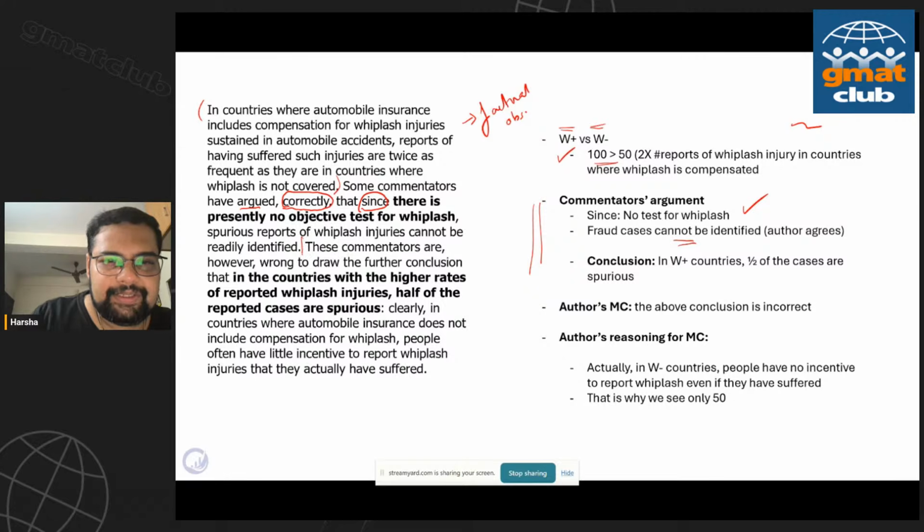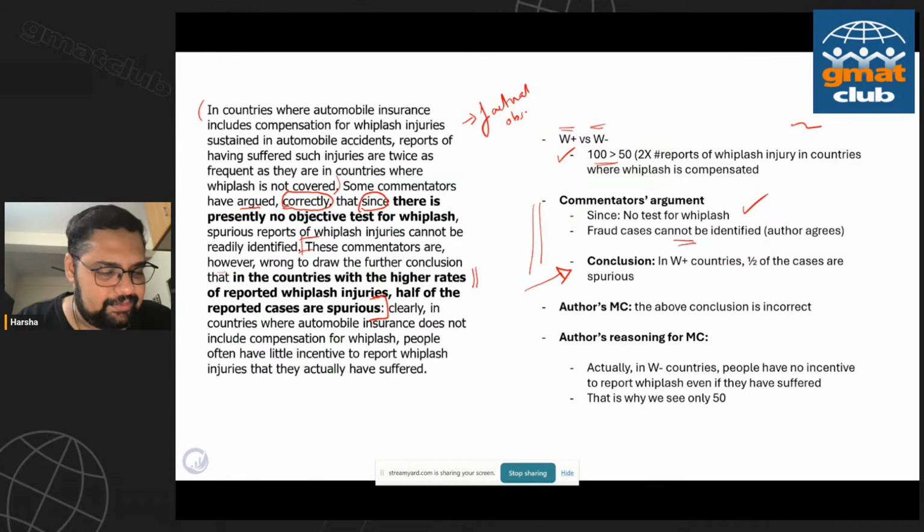These commentators are, however, wrong to draw the further conclusion. So here is where something very interesting happened. The main conclusion, which is coming from the author, is this overall statement: these commentators are wrong to draw the further conclusion. That's something. But nested within the author's conclusion is the commentator's conclusion. Do you guys see that?